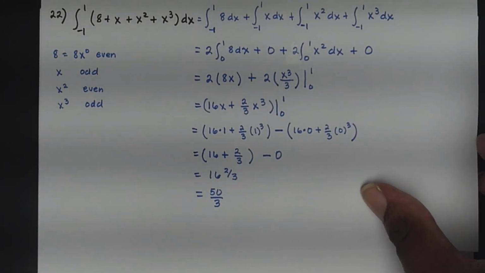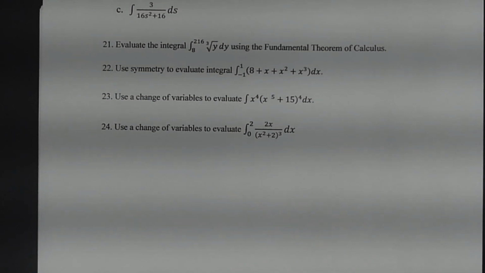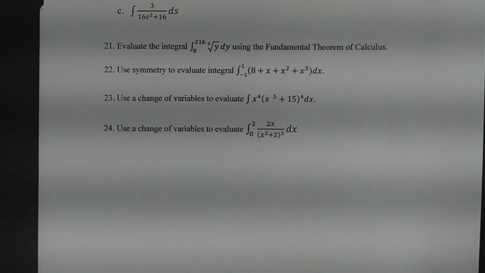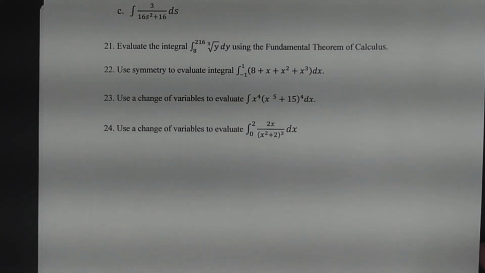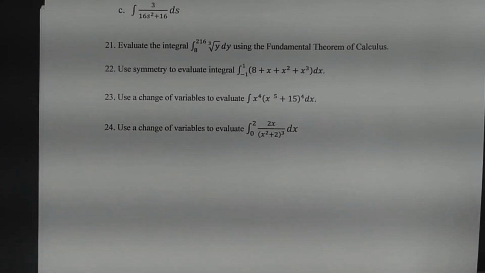All right, now on to problem number 23. Use a change of variables to evaluate the integral of x to the 4th times x to the 5th plus 15, that quantity to the 4th power, dx.